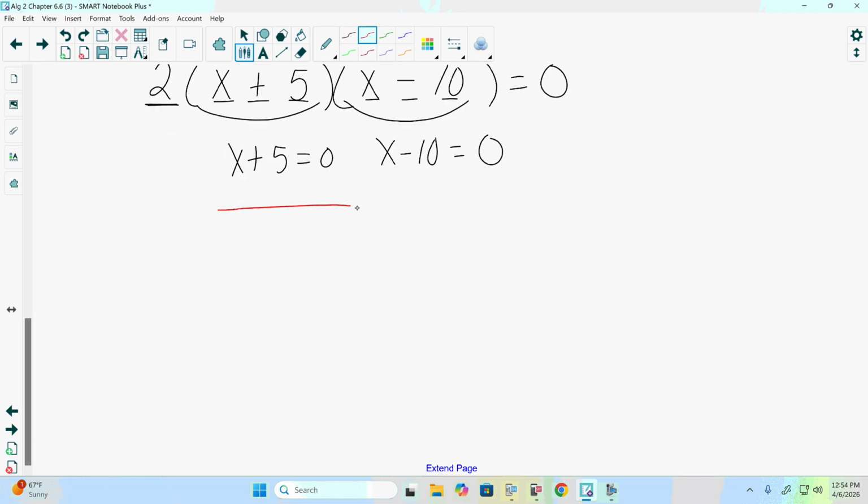Now we're going to solve these here. Our x plus 5, we would subtract 5.